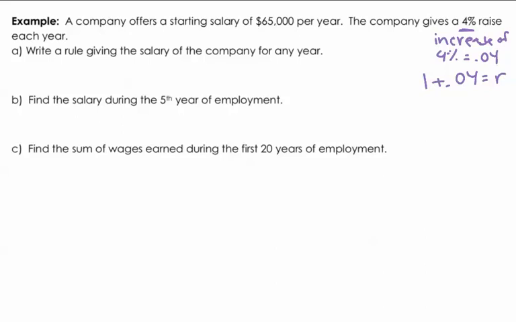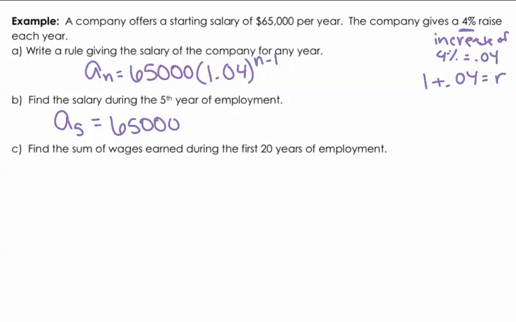So my rule is going to be A sub n equals my first term, so that starting salary of $65,000 times my ratio, 1.04, to the n minus 1. Find the salary during the 5th year of employment. So that means I want A sub 5, my 5th term, so 65,000 times 1.04 to the 5 minus 1. So go ahead and type that in your calculator. You want to do 1.04 to the 4th power, multiply by 65,000. Since we're talking about money here, we should get $76,040.81. So make sure we're rounding to that nearest hundredth.